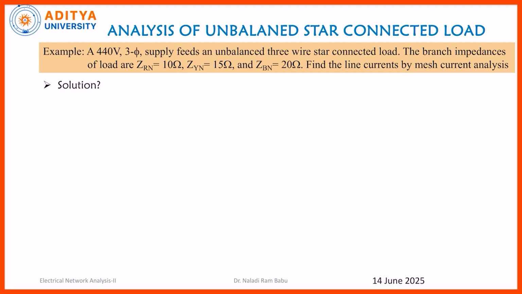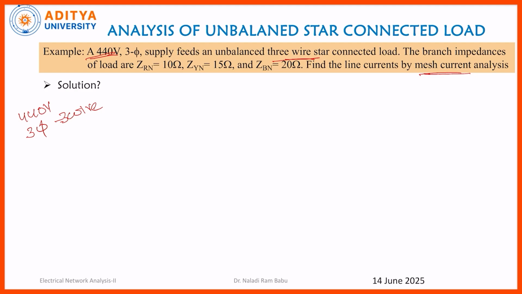Now you can observe the numerical. Here they have given a 440 volt supply, and this is a 3-phase, 3-wire system. The branch impedances ZRN, ZYN and ZBN are given, and they have asked us to find the line currents by mesh current analysis. If they have asked for a particular method, you should solve the numerical with that particular method only, or else you can solve with the conventional one.